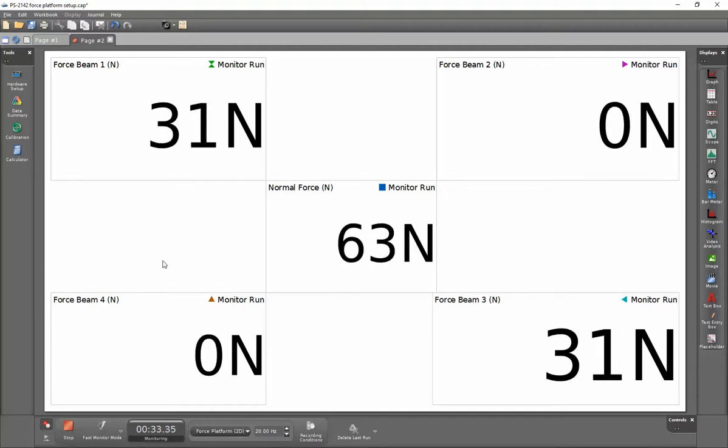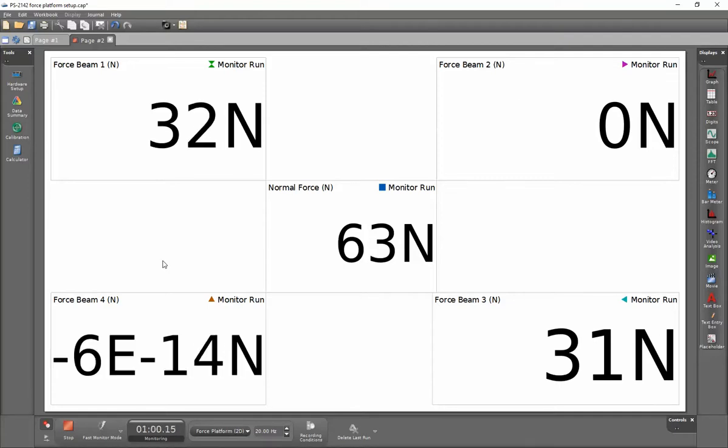Next, I'm going to place the force platform back on its feet. And you can see that the force platform is now supporting its own weight. So the weight of the force platform is about 63 newtons. If we look at the displays here, we can see that the forces are being supported by force beam 1 and force beam 3. That means that my force platform is not really supporting much weight on force beam 4 or force beam 2.